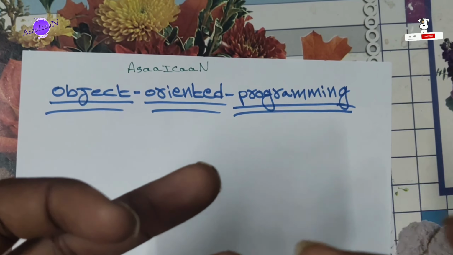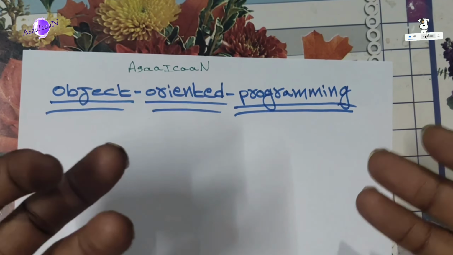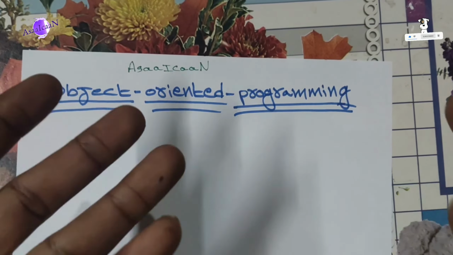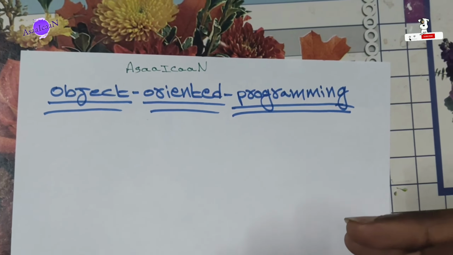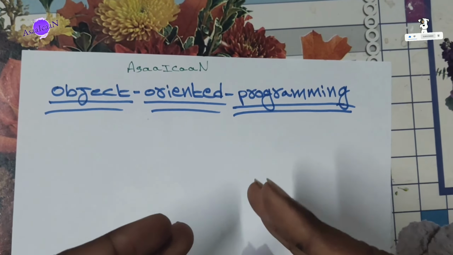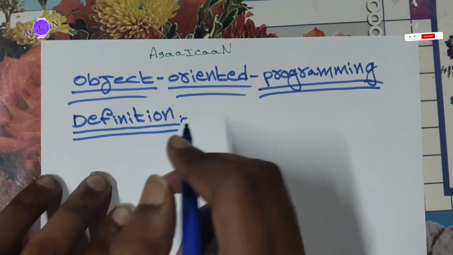OOP, object oriented programming, contains seven principles. Now, the first principle is encapsulation. But first, I will write the definition of object oriented programming.